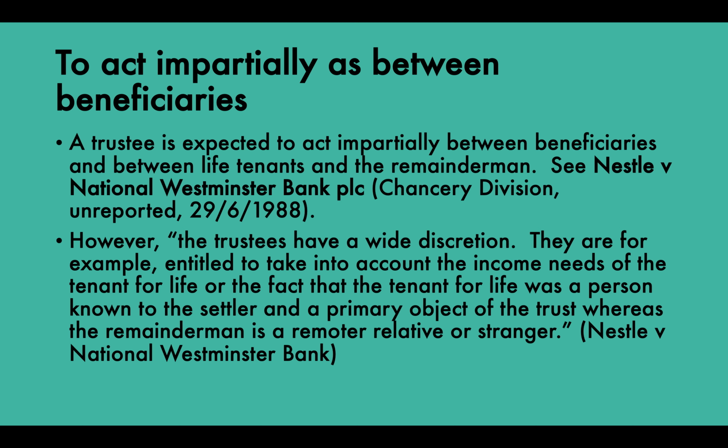So if you leave property in trust for your children, then a remainder to your grandchildren, you can, within limits, favour the life tenant at the expense of the grandchildren, in other words, the remainderman. So Hoffmann here was rejecting a mechanistic approach to discharging investment duties, holding that in reality trustees have a wide discretion in making their investment decisions.